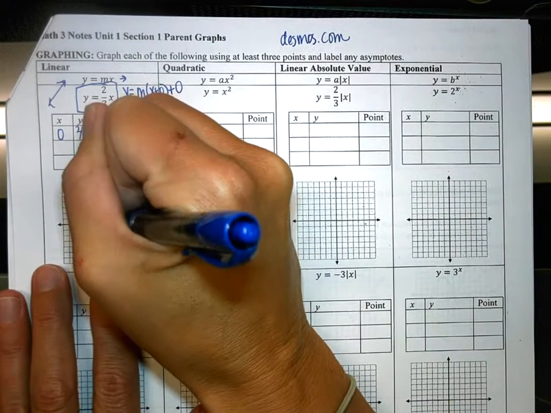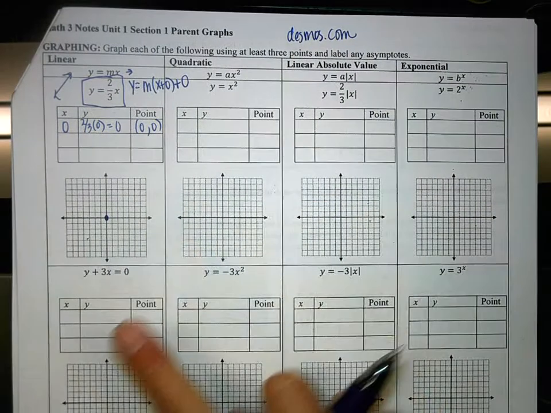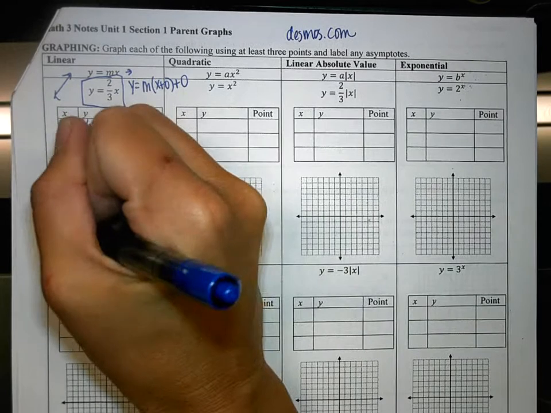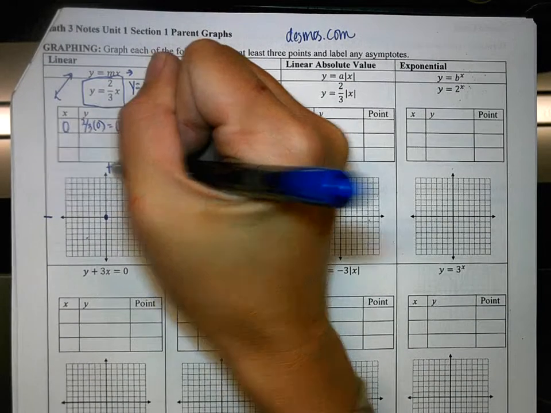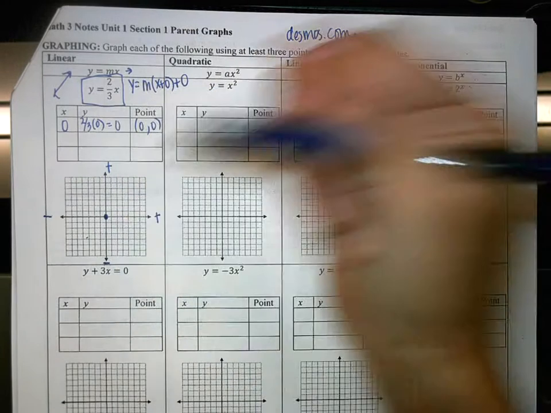So we're going to plot the point at 0, 0. Do you guys remember how the coordinate plane works? Going to the right is positive, going to the left is negative, up is positive, down is negative. Okay, 0, 0 is in the middle.